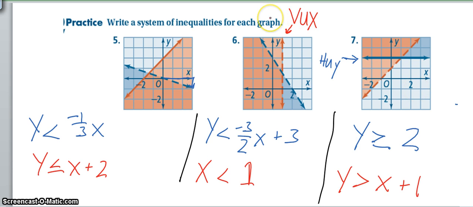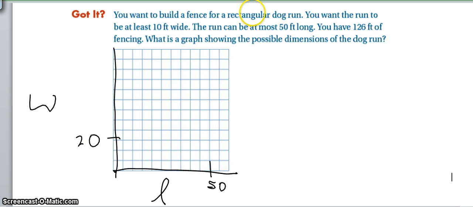On 6, you can remember the VUX. The vertical lines use x, and that is your x is less than 1. Over here, you can remember your HOI. The horizontal uses the y, so y is greater than or equal to 2, and you can see everything else to check your work.